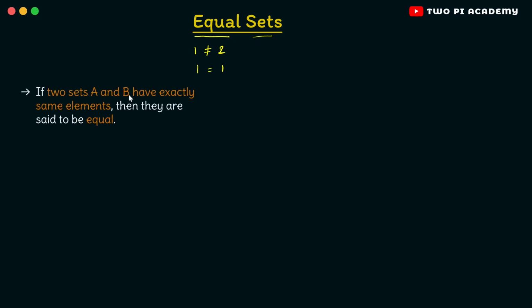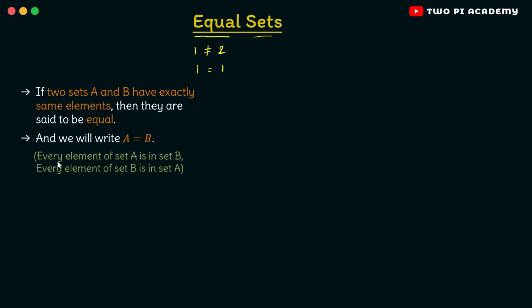If two sets A and B have exactly the same elements, then they are said to be equal. And we will write A is equal to B. So the notation is the same as for numbers, but here the condition is that the two sets must have exactly the same elements. What does that mean? It means that if you take two sets A and B, every element in set A will be in set B and every element of set B will be in set A. We'll see some clear examples later, but what if this is not the case?